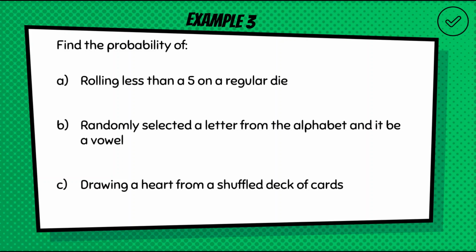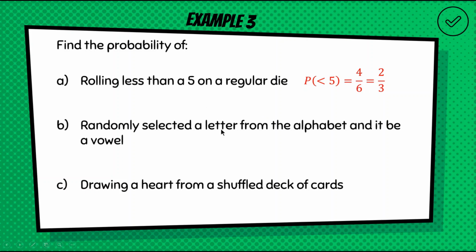Alright, rolling less than a 5, so that's getting a 1, a 2, a 3, or a 4. We've got 6 options on a regular die, and 4 of them are less than 5. So our probability is 4 out of 6. Once again, this is a good answer, but you can have a better answer. You can have a better answer by simplifying and writing 2/3. So that's good, but that's great.